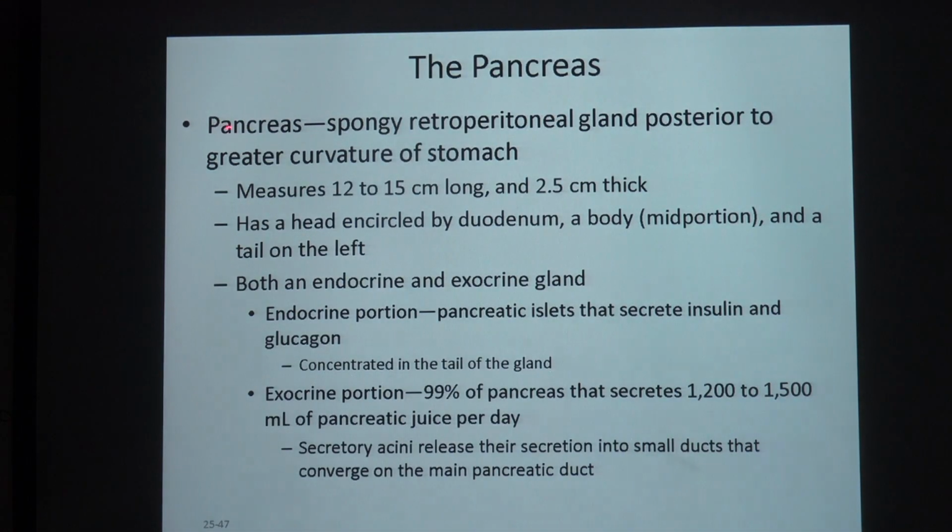Okay, so the pancreas is spongy, retroperitoneal, found just posterior to the stomach. I don't care about the measurements. I don't necessarily care about the head and the body and the tail. What I do care about is endocrine and exocrine glands. Again, the endocrine portion directly controls the secretion of insulin and glucagon.